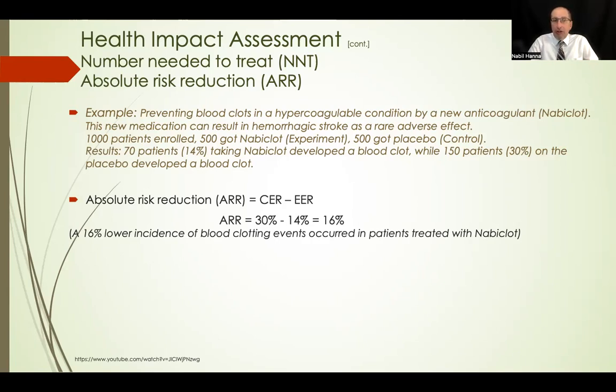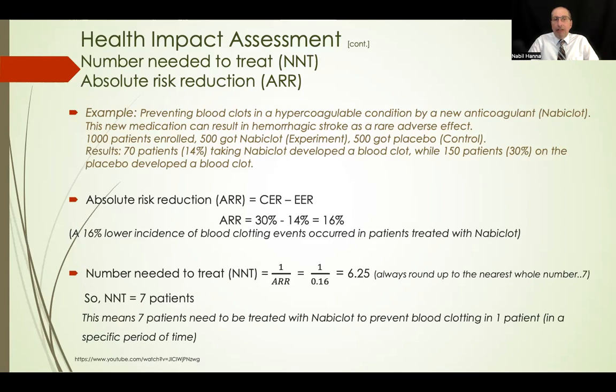30% of the patients of the control group develop blood clot, minus the experimental event rate. 14% in the experimental group developed blood clot. So what's the absolute risk reduction? It is the arithmetic difference, which means 30% minus 14%, which is 16%. So there is a 16% lower incidence of blood clotting events occurring in patients treated with Nabiclot.